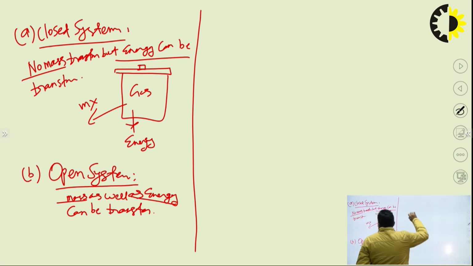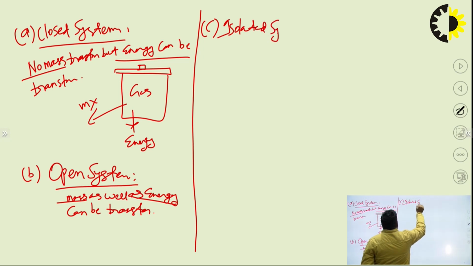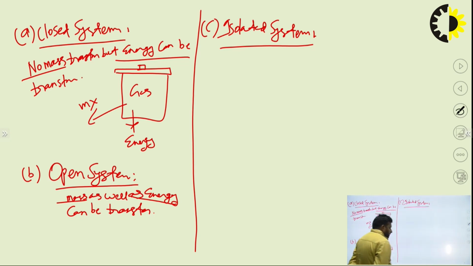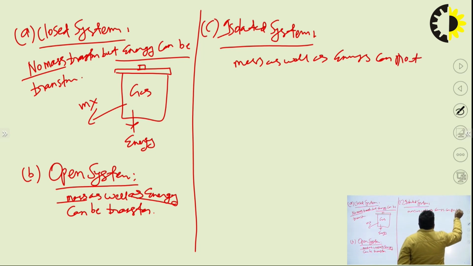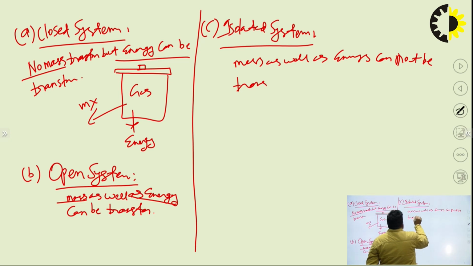Now the third one is isolated system. What is basically the difference between open, closed and isolated system? Isolated, as we can see by the name also, means completely isolated, so there is no kind of transfer, neither mass nor energy. Mass as well as energy cannot be transferred. It is called isolation.